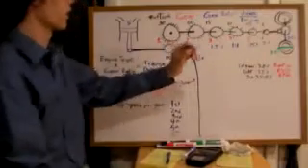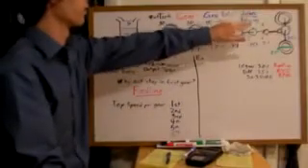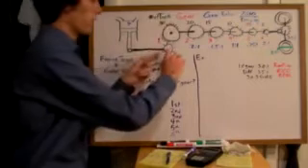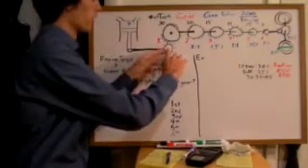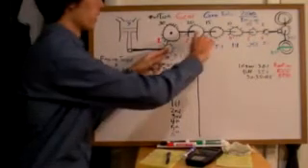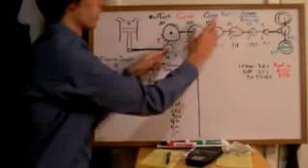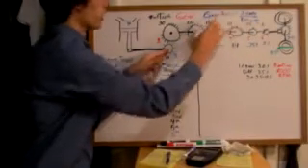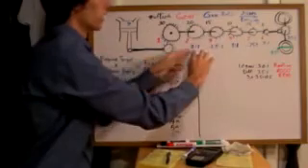The gear ratio is the driven gear over the driving gear. This right here is your driving gear, so it's got 10 teeth. This here is your driven gear. It's got 20 teeth. So 20 divided by 10, 2:1 is your gear ratio.